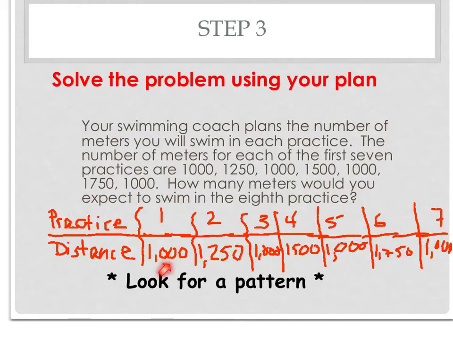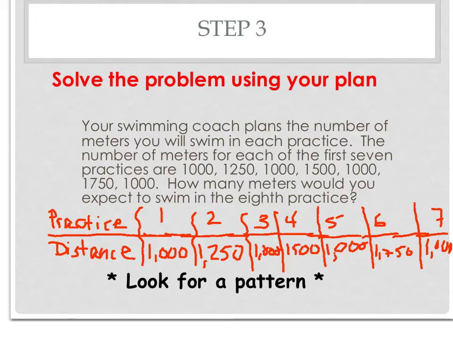Well, the first pattern I see is that on the odd days, day 1, 3, 5, and 7, I notice that the distance is always the same, 1,000 meters. So then I'm going to look at the even number of days, day 2, day 4, day 6. And here's where I see the numbers 1,250, 1,500, 1,750. So what I see there is the numbers getting bigger.